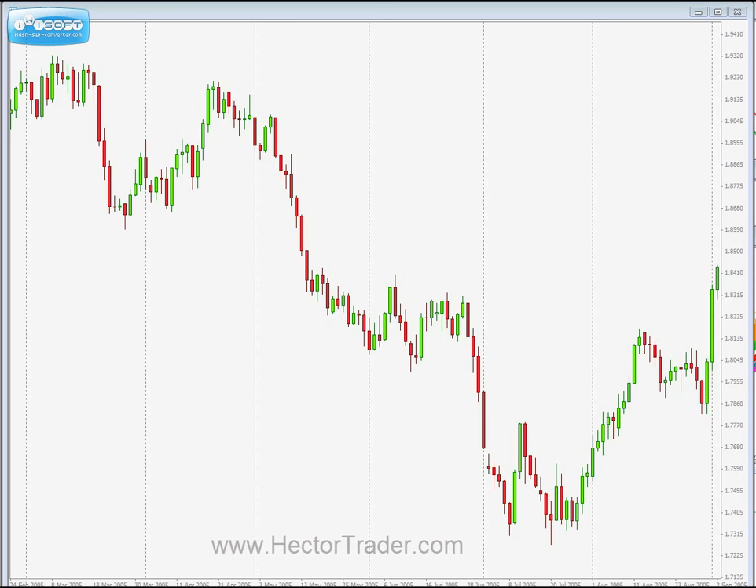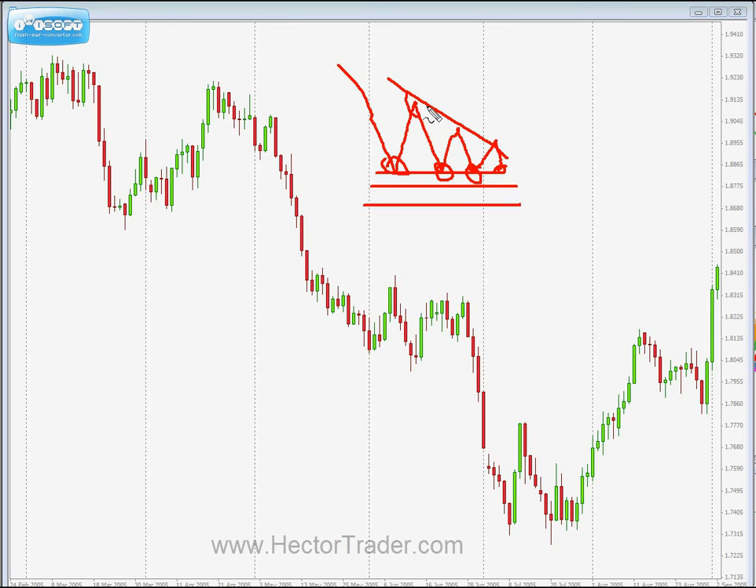Moreover, the opposite also holds true. We can also have a flat bottom triangle, where once price gets into the triangular consolidation area, you see different price swings bottoming out in a straight line, whereas the highs of those swings are actually leaning down.